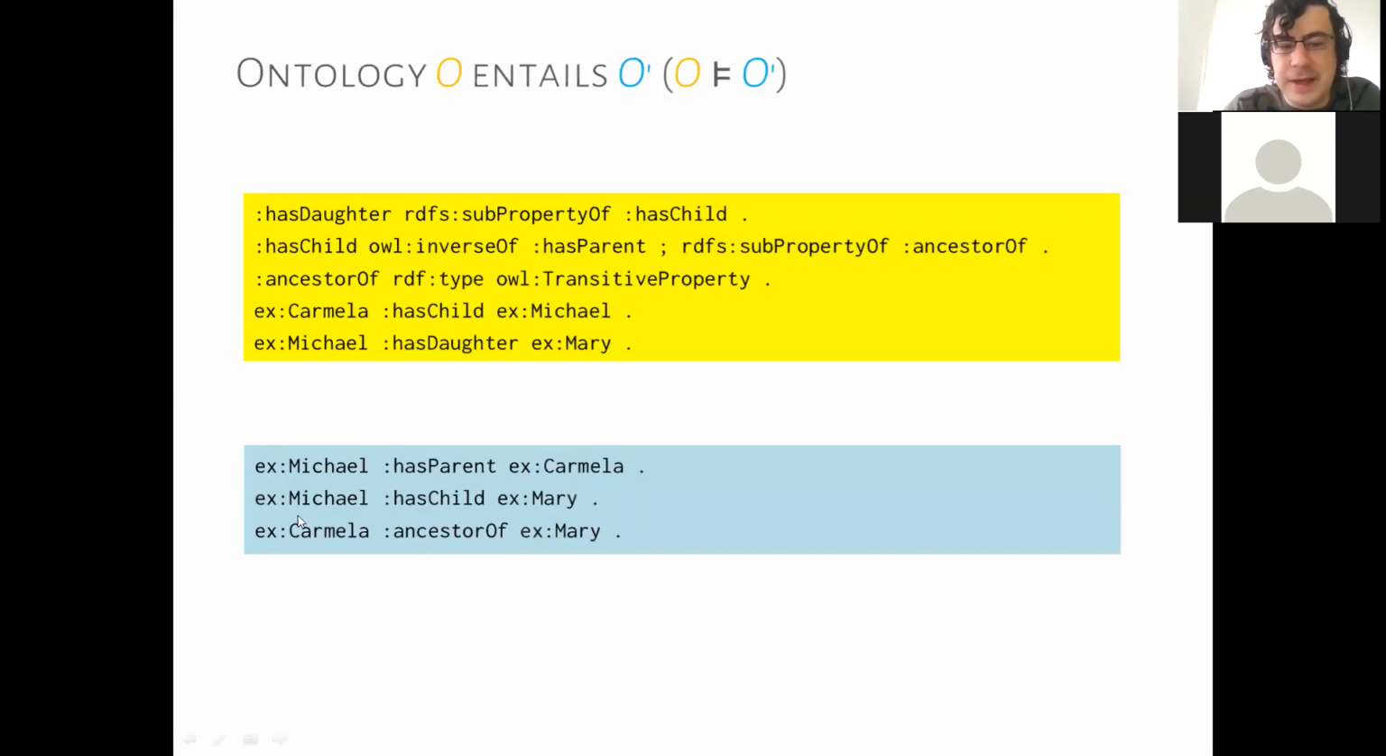examples from that, this is not all that it entails, but it's some of the things that this ontology would appear to entail. So Michael has parent Carmela, Michael has child Mary, Carmela ancestor of Mary. If we looked at this, we could convince ourselves intuitively that this ontology entails this one here, right? And we use this symbol here to denote entailment.